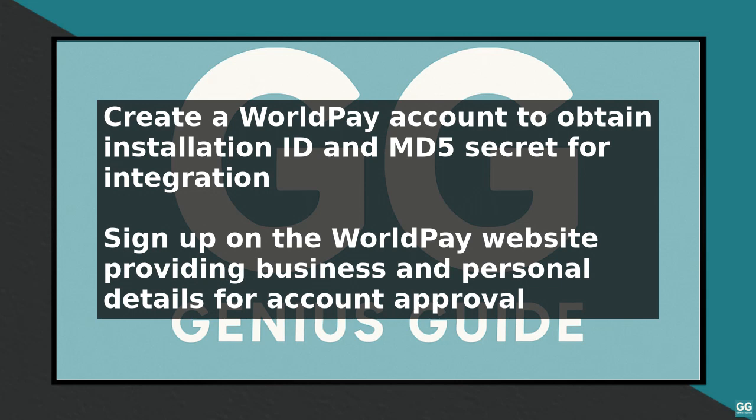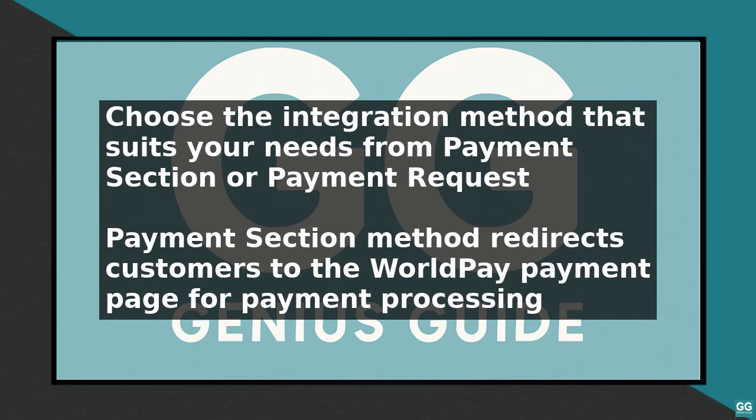for the integration process. First, go to the WorldPay website and sign up for an account, providing the necessary business and personal details. Once your account is approved, you can access the installation ID and MD5 secret from the WorldPay control panel. The installation ID is a unique identifier for your WorldPay account, while the MD5 secret is used to secure your transactions. Next, you need to choose the integration method that suits your needs.